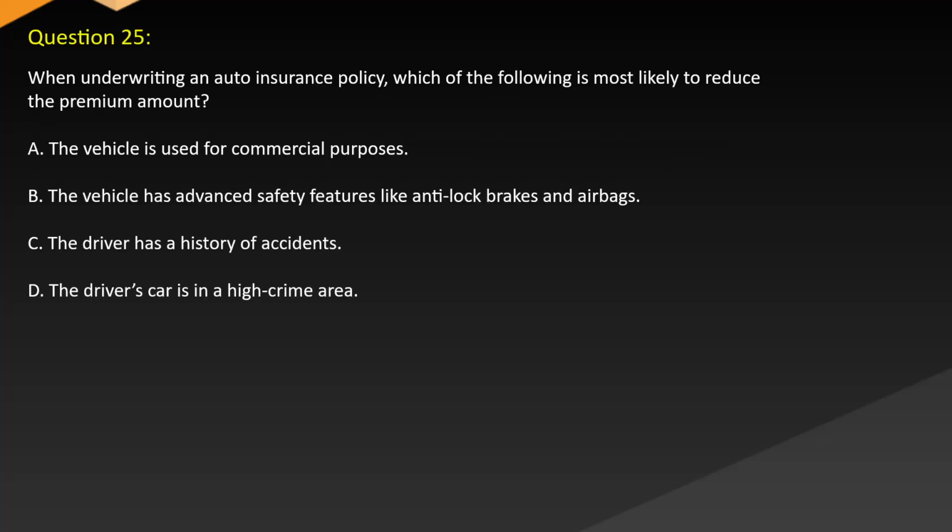Question 25. When underwriting an auto insurance policy, which of the following is most likely to reduce the premium amount? A. The vehicle is used for commercial purposes. B. The vehicle has advanced safety features like anti-lock brakes and airbags. C. The driver has a history of accidents. D. The driver's car is in a high crime area.